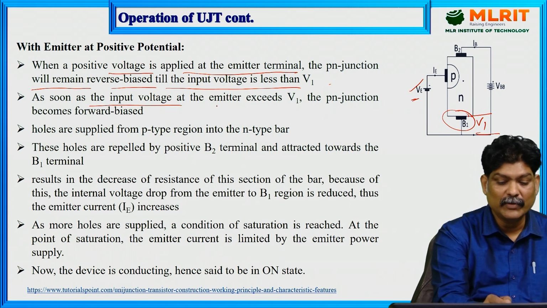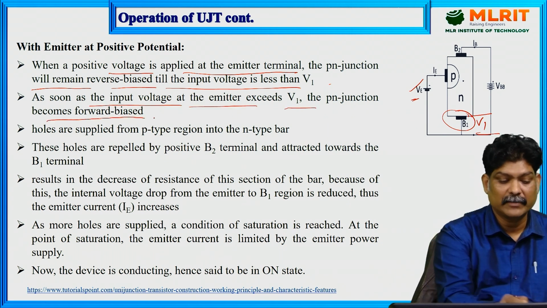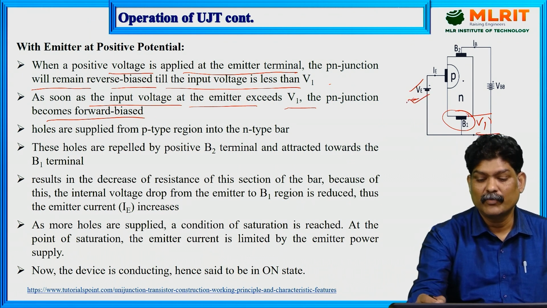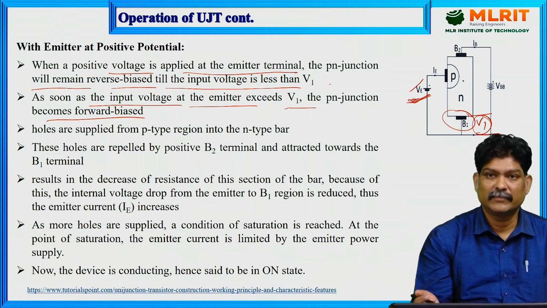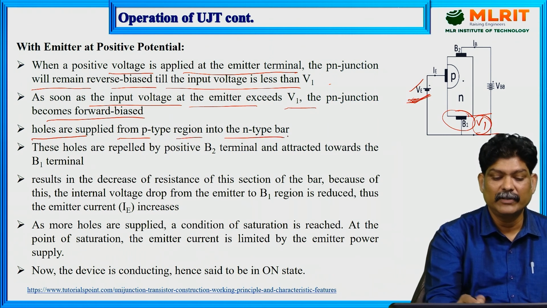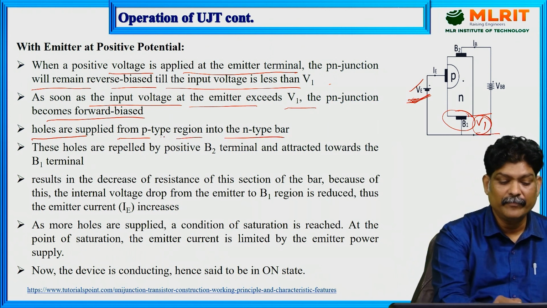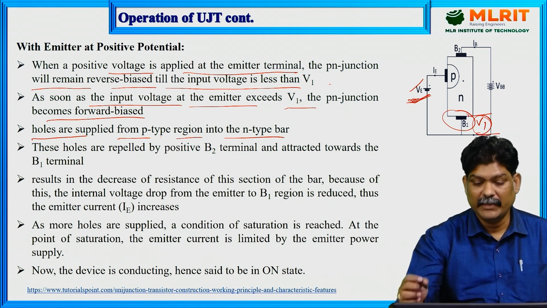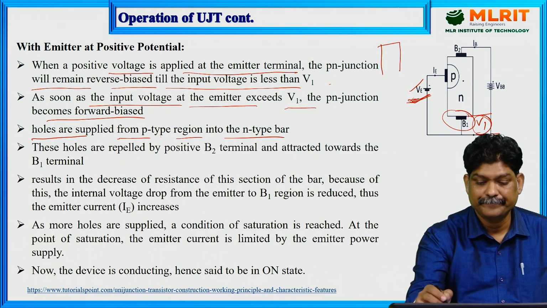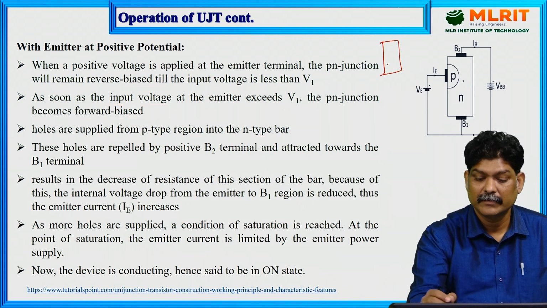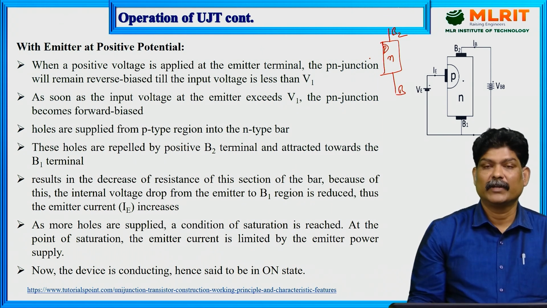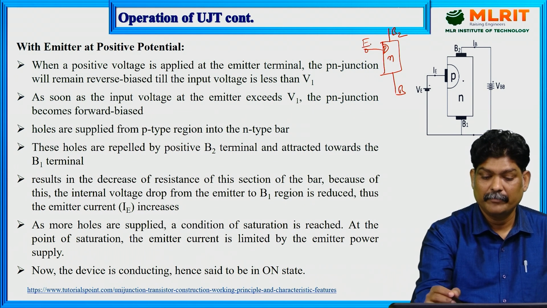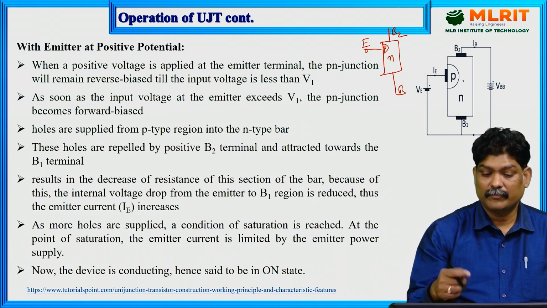As soon as the input voltage at the emitter exceeds V1, the PN junction becomes forward biased. Holes are supplied from the P region into the N-type bar. You can check here: this is P, this is the N-type bar, this is base 2, base 1, and near base 2 we have the emitter terminal, P-type material. So what is the basic process that happens here?